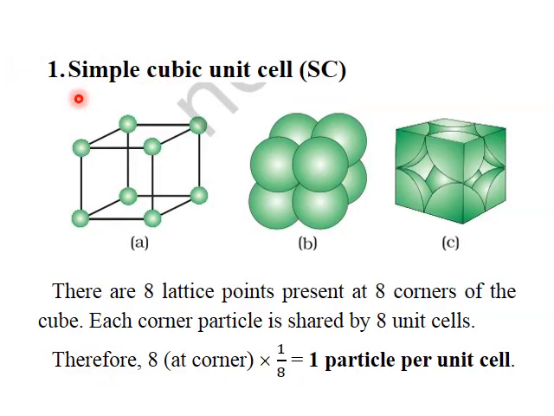Let's begin with the calculation. First we'll take up the simple cubic unit cell. In simple cubic, as we know, particles are present, that is lattice points are present, only at the corners. This is the structure, which we call a filled space diagram. So these particles are assumed to be in the form of spheres.